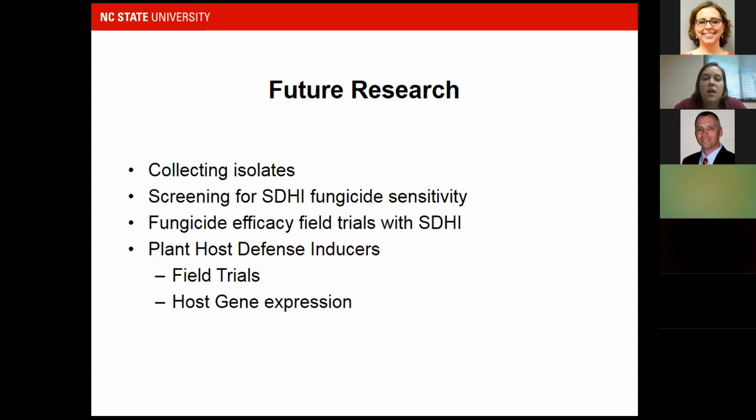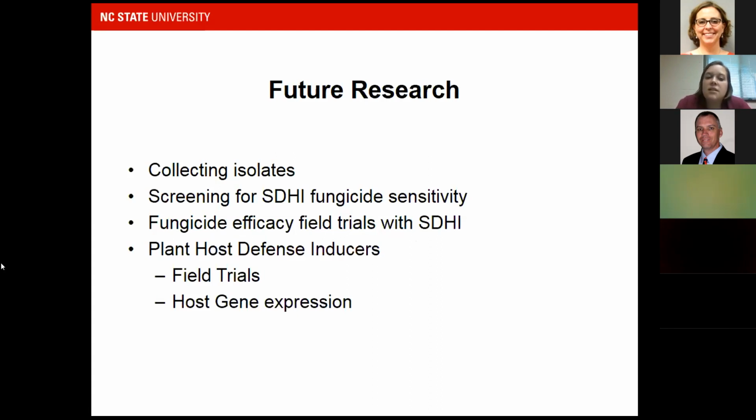In vitro, we put some of that fungicide in media, and we watch to see how well the fungus grows or, hopefully, doesn't grow on that media. And then we will also continue to do fungicide efficacy field trials, specifically with SDHI and some other conventional products, just to continue to get a sense for what works to manage Boxwood blight.